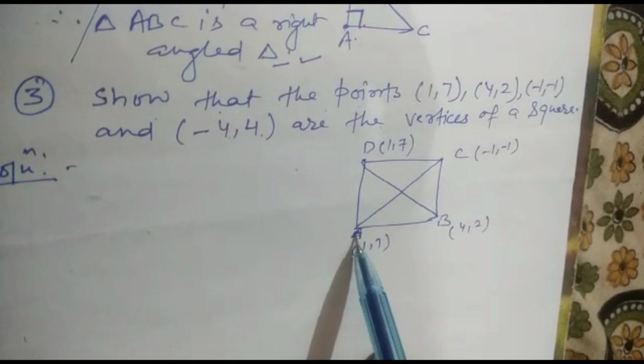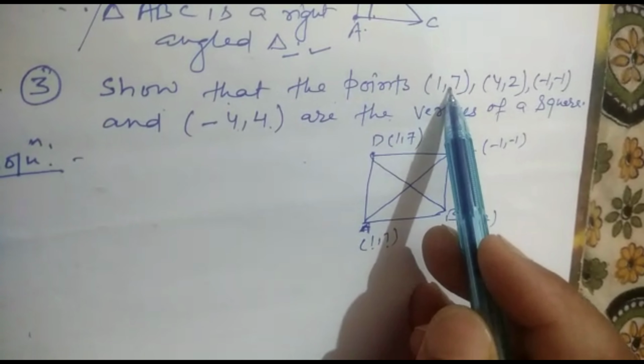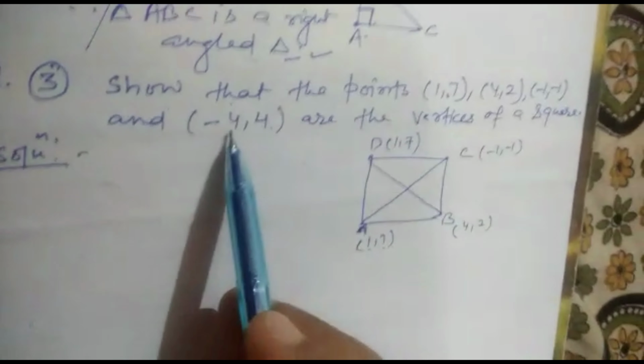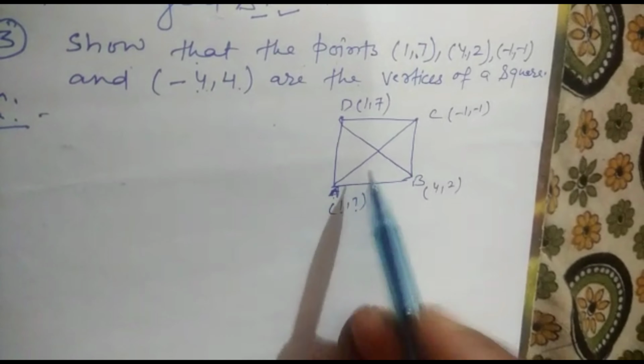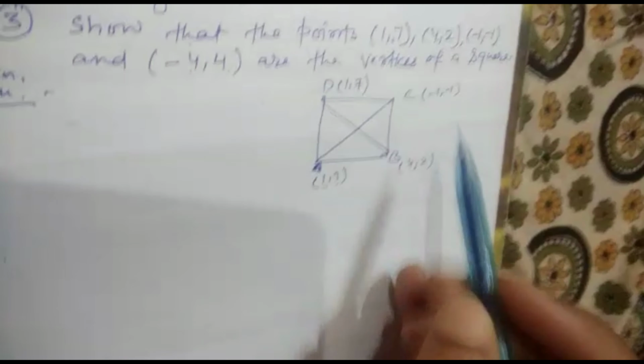Here the coordinate of A is (1, 7), because this is the first point. So this is A, this is B, this is C and this is D. Like here, the coordinate of A is (1, 7), the coordinate of B is (4, 2), the coordinate of C is (-1, -1) and the coordinate of D is (1, 7). Using the distance formula, firstly I will find AB.